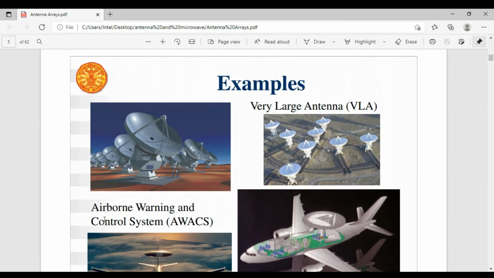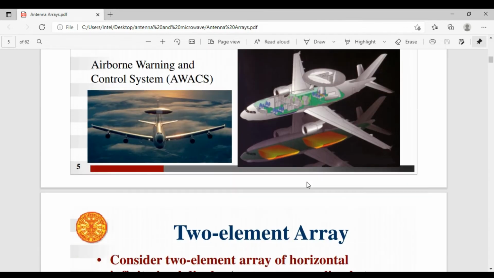So it is the airborne warning and control system. This is a structure, a very large antenna.